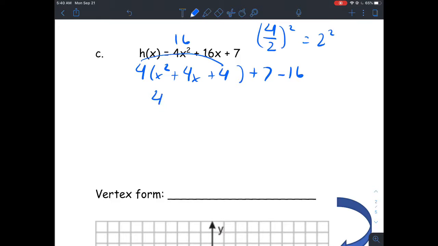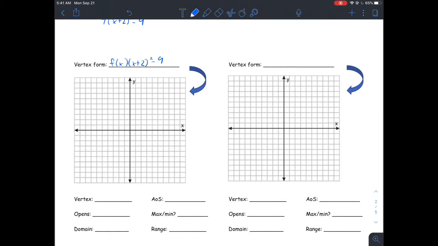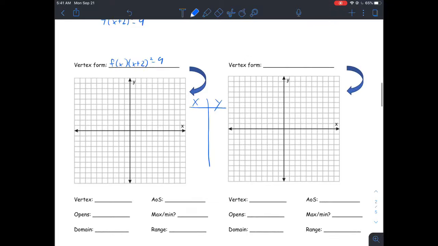Then we'll go ahead and rewrite it. 4x plus 2 squared minus 9. So we get f of x equals x plus 2 squared minus 9. And then they want us to plot this one. So let's go ahead and make our chart. We're going to put our vertex right in the middle, which is negative 2, negative 9.